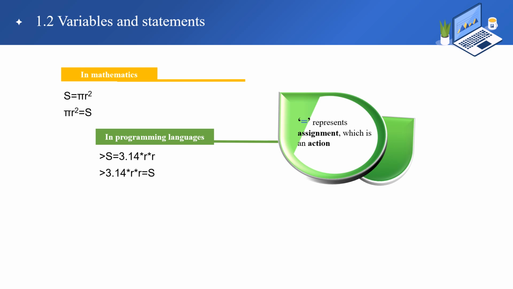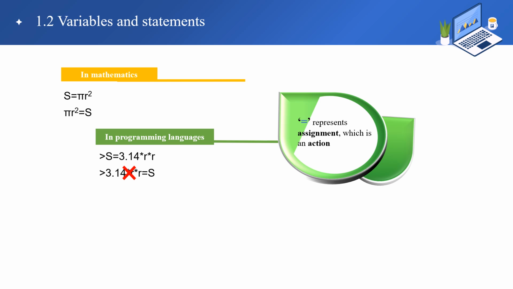No. In a programming language, a statement that sets the value of a variable is called the assignment statement. It represents an action, rather than being a mathematic equation. It should not be written as >3.14*r*r=S. This statement makes no sense. The computer will report an error for it.